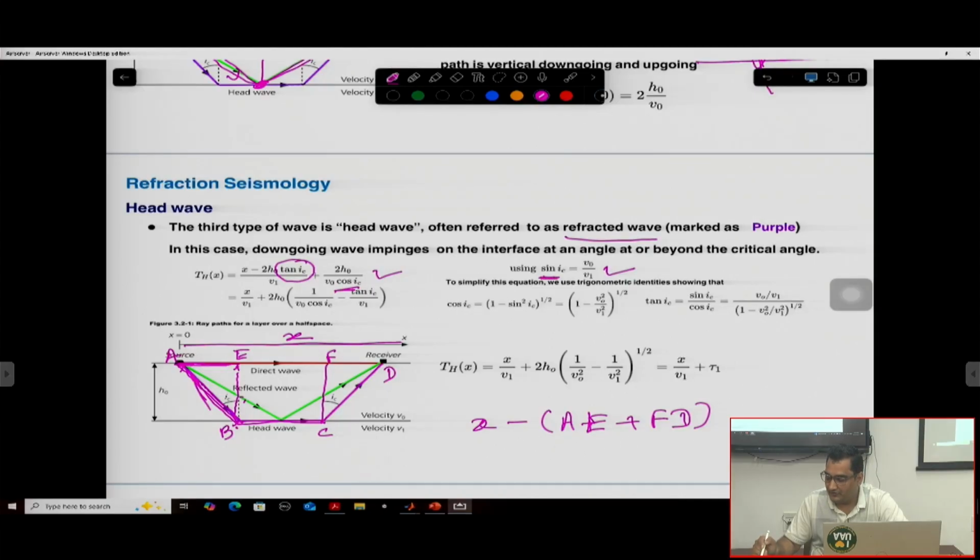After you incorporate all this in the form of V0 and V1, your head wave travel time will look something like this. So T(X) is equal to X by V1 plus 2H0 in bracket 1 by V0 square minus 1 by V1 square to the power 1 by 2. So this is what you are getting. This is the intercept time, and this is the slope of the head wave.